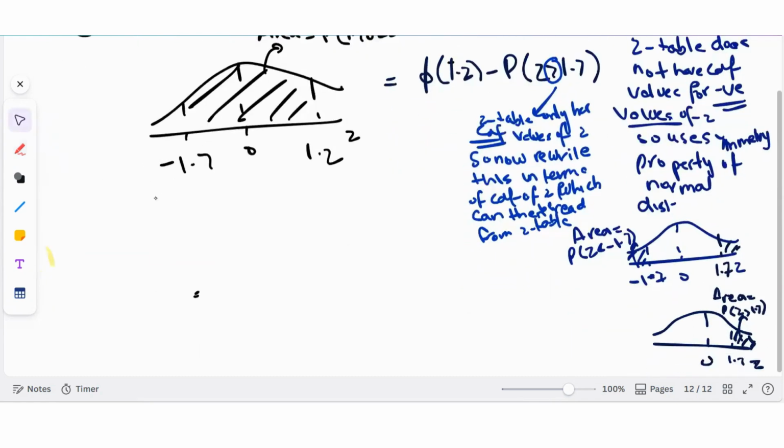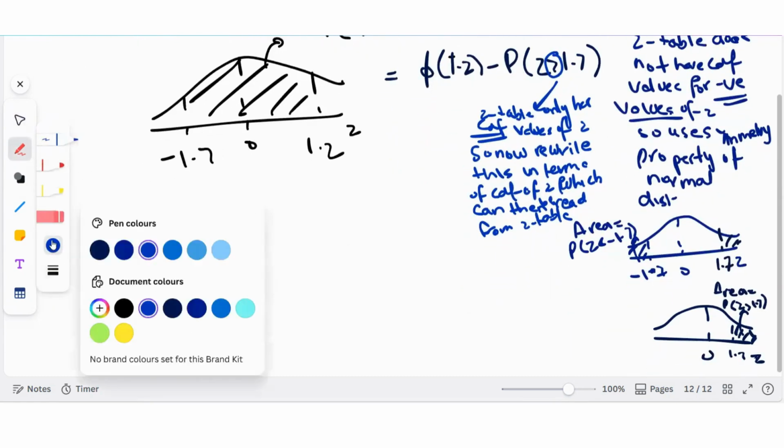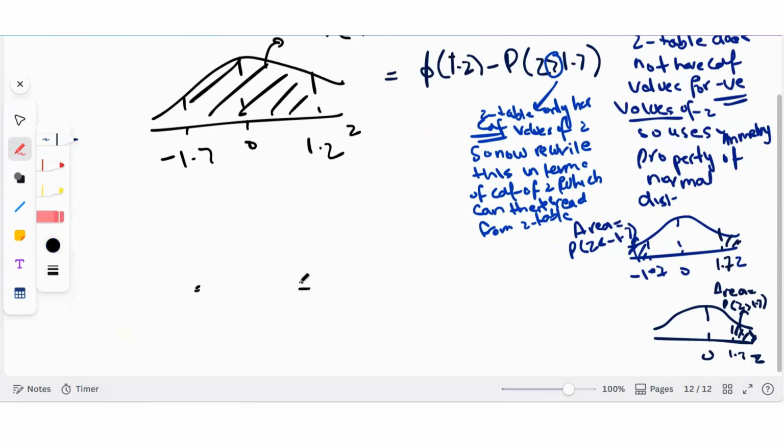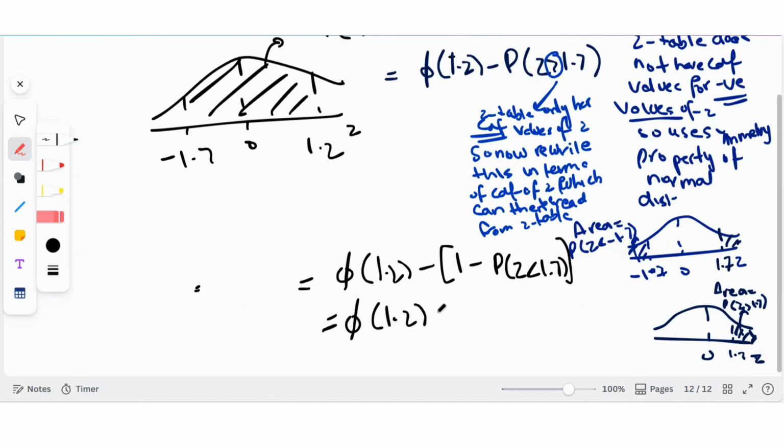So how will we write this in terms of the CDF? This is phi 1.2 minus probability Z greater than 1.7. Using the complement rule, probability Z greater than 1.7 is 1 minus probability Z less than 1.7. So this can be written as phi 1.2 minus 1 plus phi 1.7, right? We finally have both in terms of the CDF of Z, so now we can read from the Z table.